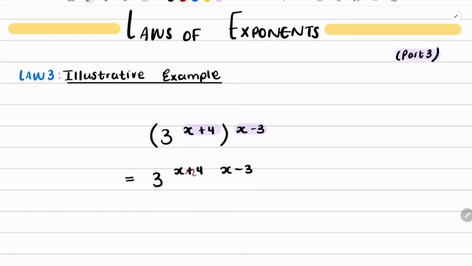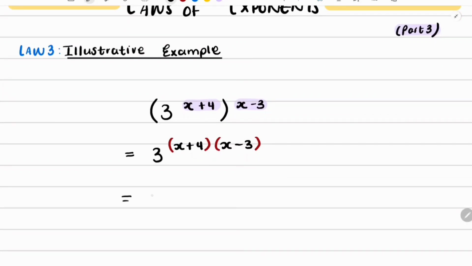You need to make sure that each term gets a chance to multiply to the other term. You're really just going to have to multiply it like this so that both of them can actually get to multiply to each other. So we're going to distribute them like this. We have 3 raised to the power of, and x multiplied by x will give you x squared. And then the x multiplies by the negative 3, which gives you a negative 3x. And then the positive 4 multiplies by the x and gives you a positive 4x. And then the positive 4 multiplies by the negative 3 and gives you a negative 12.